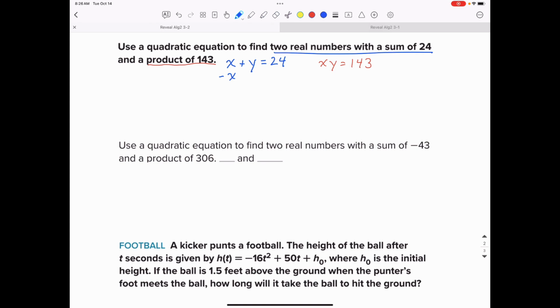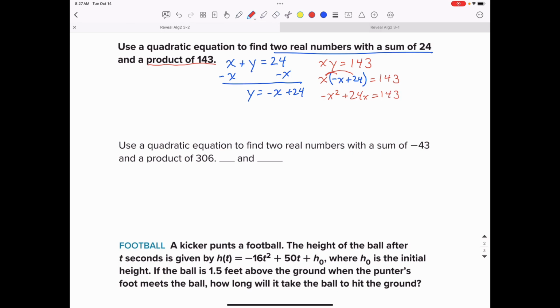So I'm going to subtract x from both sides, and that means y equals negative x plus 24. And then I'm going to plug that into the red equation. So that's going to be x times, and since I am plugging negative x plus 24 in for y, I'm going to use parentheses, and that's going to equal 143. We're going to distribute this. So that would be negative x squared, and x times 24 would be positive 24x, equals 143.